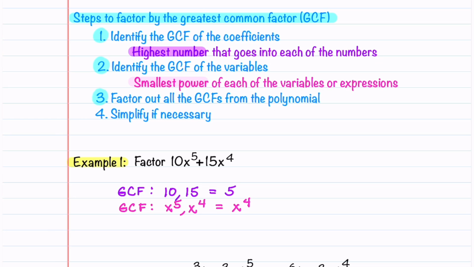The third step is to factor out all the greatest common factors from the polynomial. We'll factor out 5 and an x to the 4th. Let's see what that looks like. We have 10x to the 5th plus 15x to the 4th. We'll pull out a 5x to the 4th, and then we'll see what remains. We'll take 10 divided by 5, and we get 2, and we have an x that's left. And then in the next term, we have 15 divided by 5, and that's equal to 3. And that's our final answer.